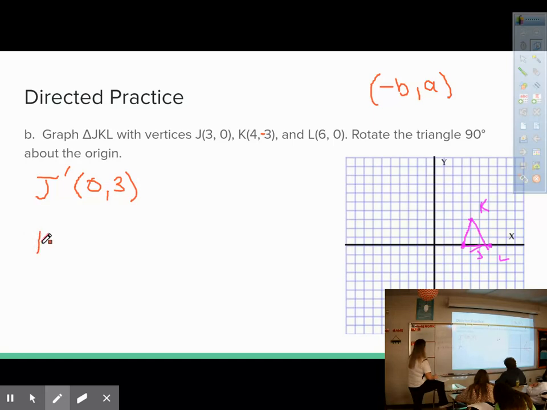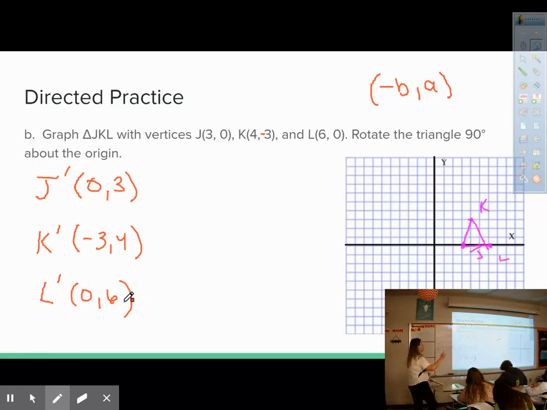So you were right the first time. All right, so now for K prime. Gabby, what would you say K prime would be? (-3,4). Negative 3, 4, perfect. And L prime. Colton, what would you say L prime would be? (0,6). Awesome.